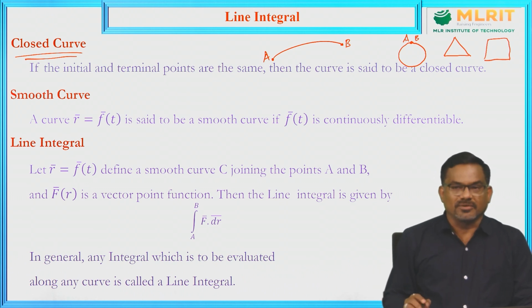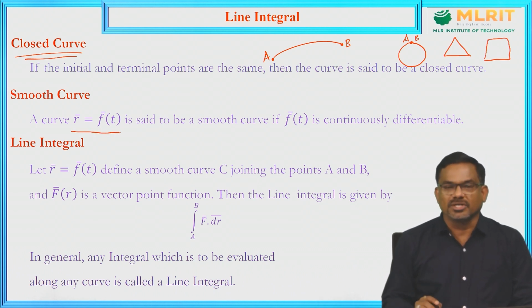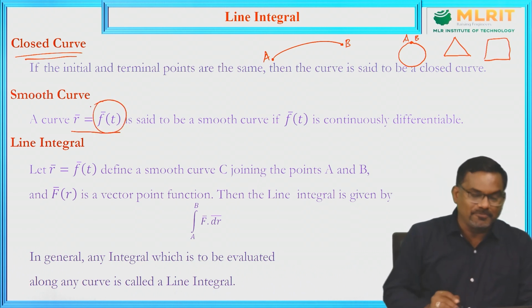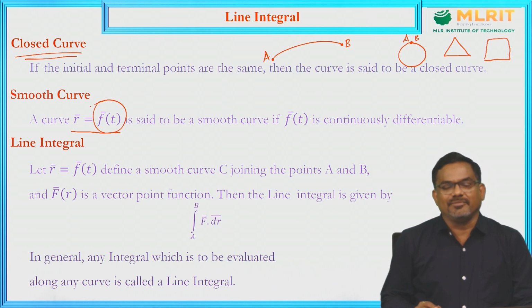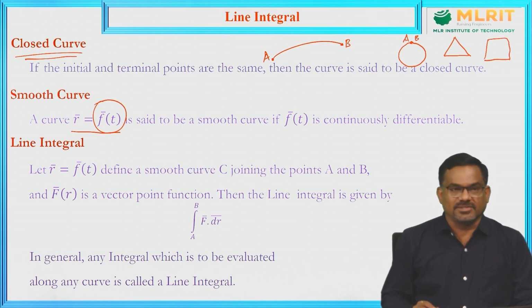Now, smooth curve. A curve r bar equal to f bar of t is said to be a smooth curve if this function f bar is continuously differentiable. That means all the successive derivatives must exist. Then the curve is said to be a smooth curve.